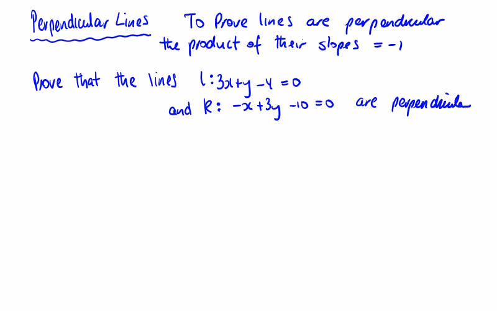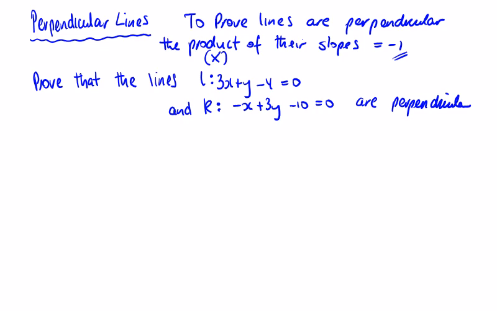To prove lines are perpendicular, the product, which we know means multiply, of their slopes is equal to minus 1. So in this question you're asked to prove that the lines L, 3x plus y minus 4 equals 0, and K, minus x plus 3y minus 10 equals 0 are perpendicular. So again, we'll use the same maths that we've been using before.